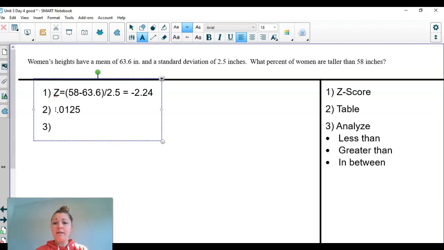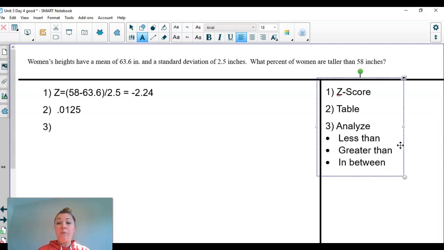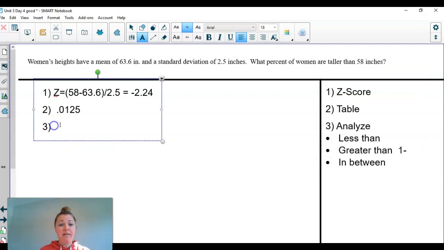Now I'm going to analyze. Was it less than, greater than, or in between? Now it says, what percent of women are taller? Taller means greater than, okay? So whenever we have a greater than, we need to take what we got from step two and do 1 minus what we got. So we're going to take 1 minus 0.0125, and I get 0.9875. And that is my final answer when we have a greater than problem.